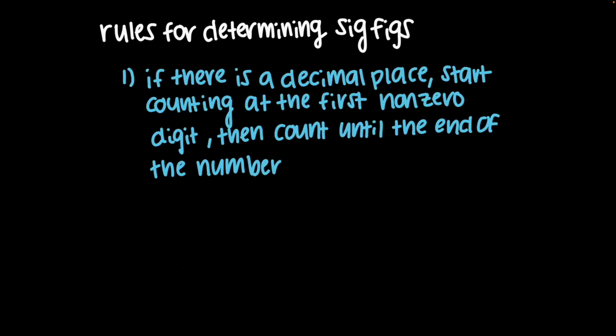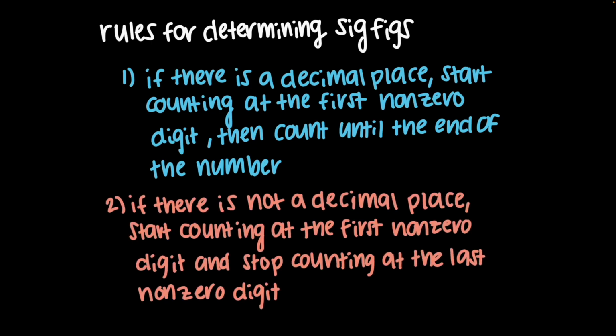When counting significant figures, if there is a decimal place, we will start counting at the first non-zero digit and then count until the end of the number. And if there is not a decimal place, we will start counting at the first non-zero digit and stop counting at the last non-zero digit.